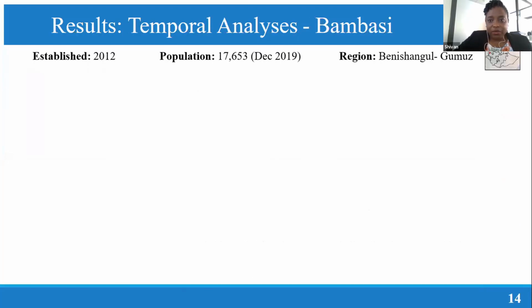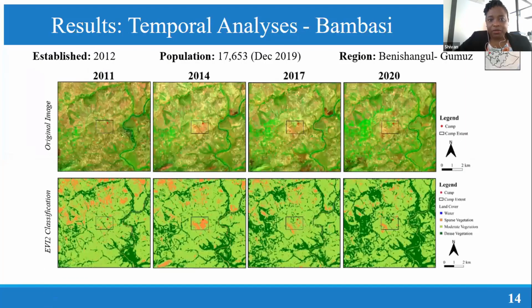And for the temporal analysis, the first camp analyzed was Bambasi, which was established in 2012, and with a population of 17,653 in the western region of Benishangul Gumuz. As we can see, in the original image, this black square in the middle is the camp extent that was just drawn from Google Earth imagery after visual inspection.